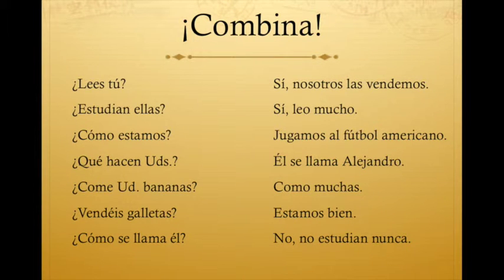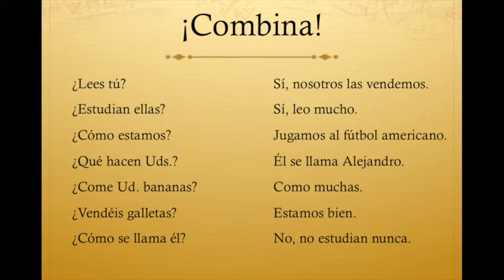So for example, if we wanted to ask the question, ¿lees tú?, it's in the tú form, so we know we need to respond with the yo form. ¿Lees tú? means, are you reading? Yes, I am reading a lot. Sí, yo leo mucho. So you can see the lees changes to leo in the answer.